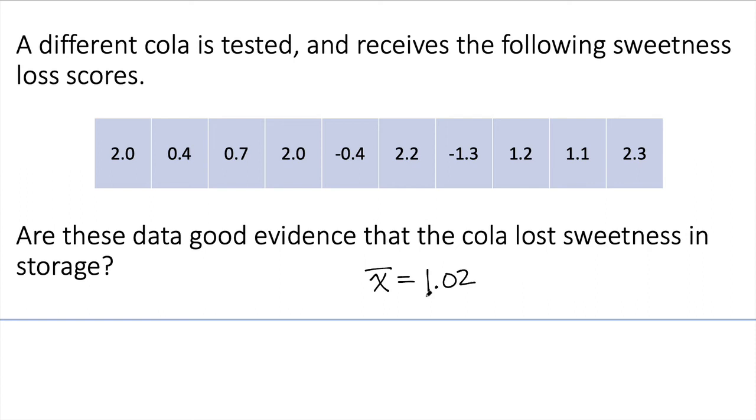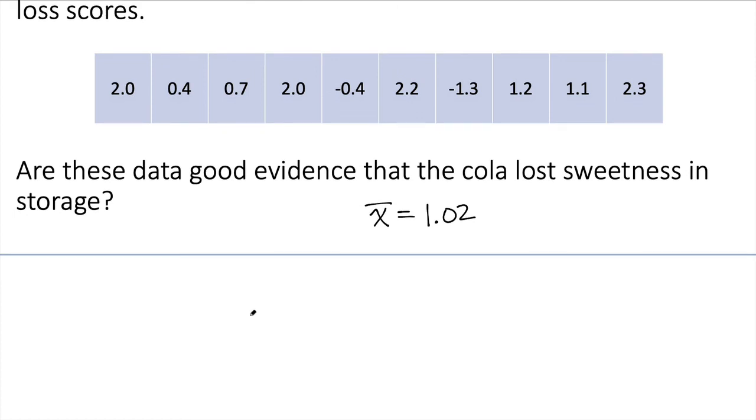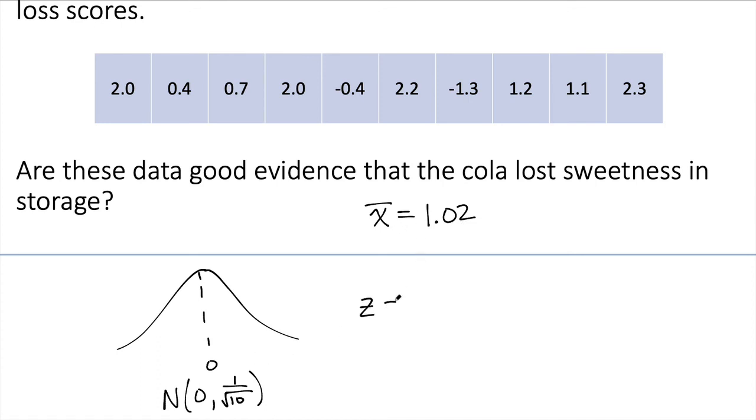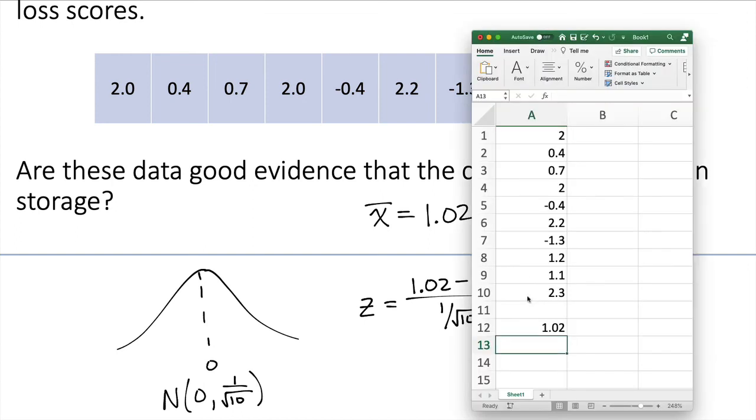We would like to know how far away this is from the expected mean. So again, if we have not lost any sweetness, we would expect the average to be about 0. Same idea: we've got a normal distribution with a peak at 0, with a mean of 0, and the standard deviation is 1 over the square root of 10, since we've got a sample of size 10. And so we can compute the z-score for the mean that we found, 1.02 minus 0 over 1 over root 10. And we can compute that in Excel as well.